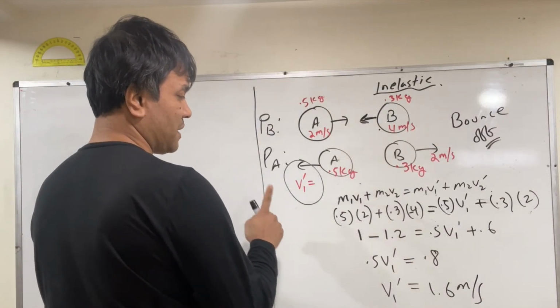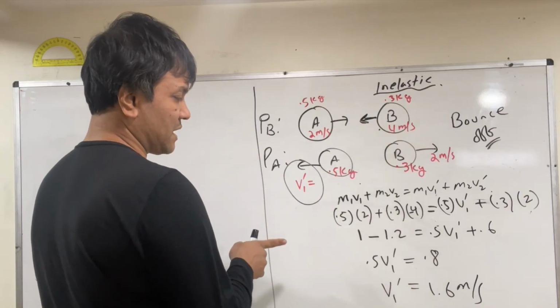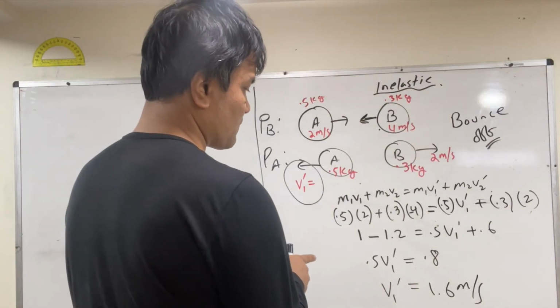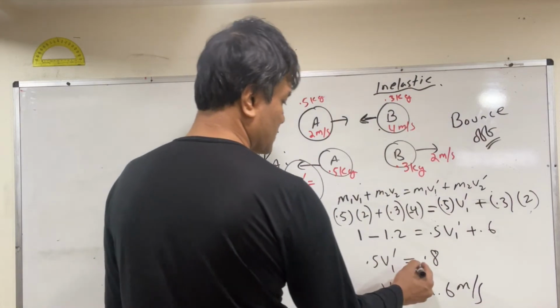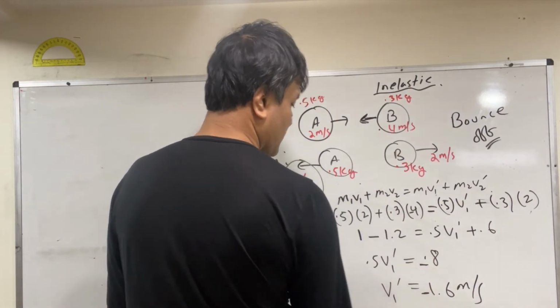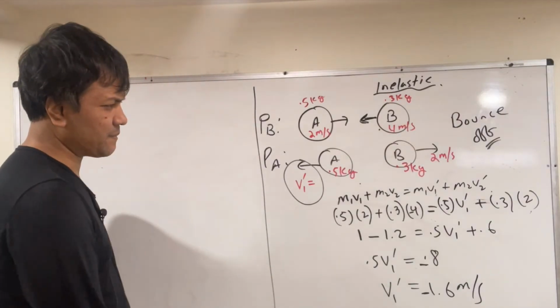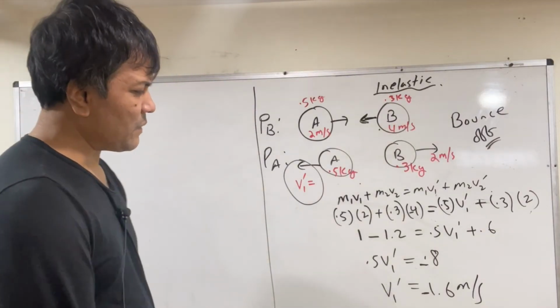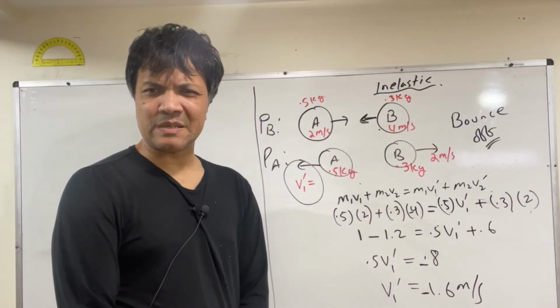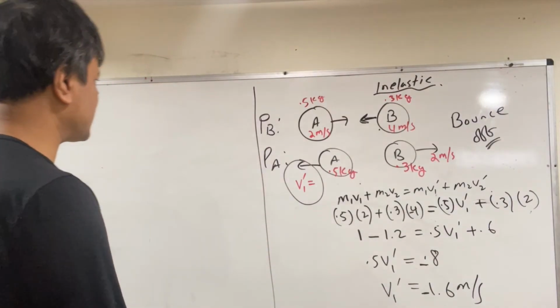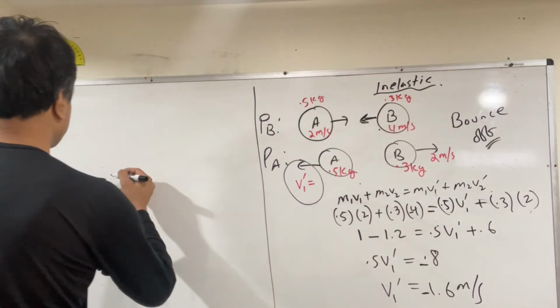this one is moving, but this has to be negative, right? So this one is negative 0.2. All right, so this one is negative, so 1.6 meters per second, of course, is negative. Okay, now we have to check whether the kinetic energy and the momentum hold, right? So check the momentum.